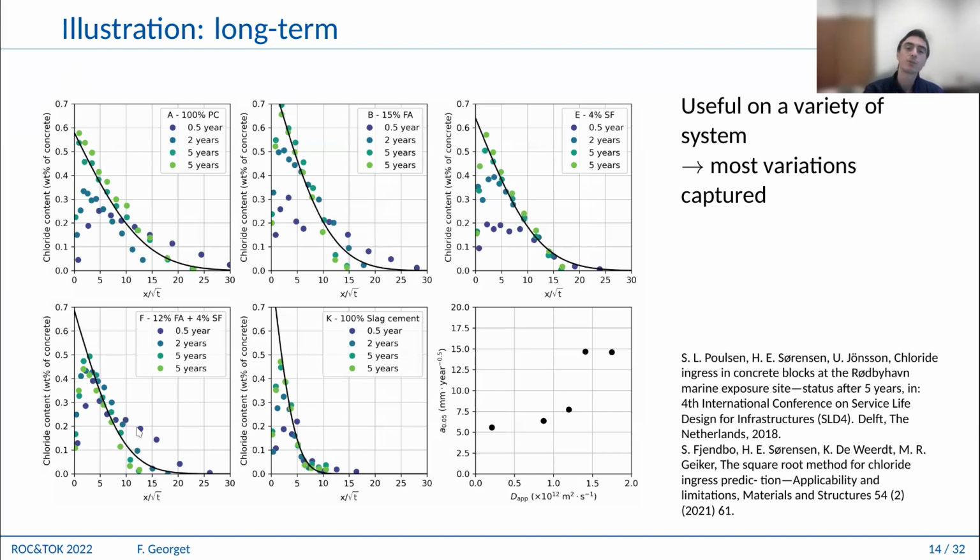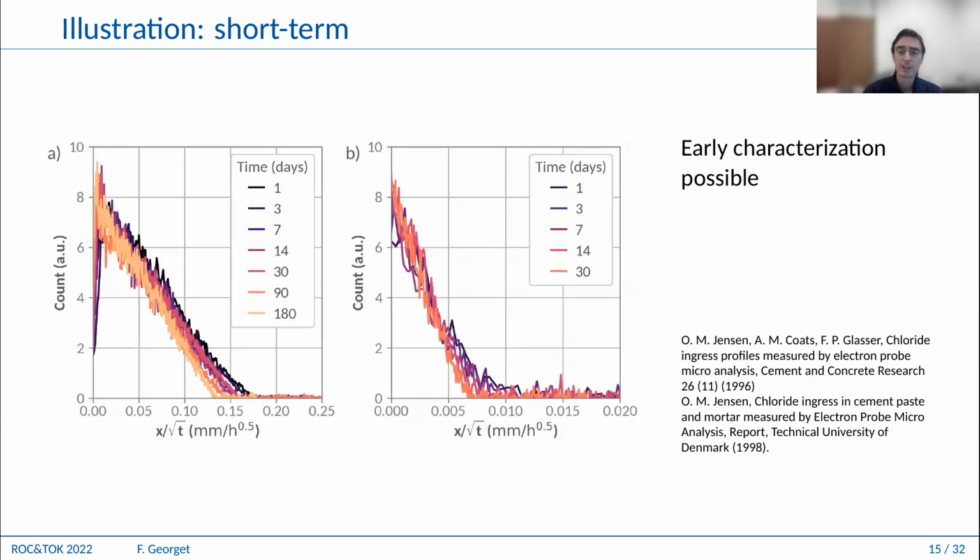It means that you can really define an equivalent diffusivity of the system. And this equivalent diffusivity is sufficient to capture most variations of your system. And you could say, yes, it is not perfect, but have you ever tried to do experiments of concrete? They are never going to be perfect. We have captured the first order variability in these experiments.